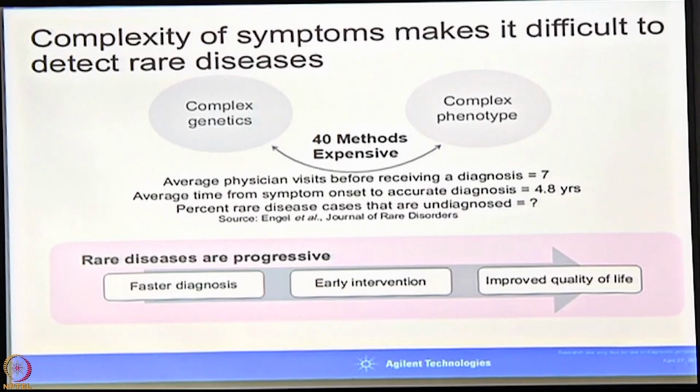But for treatment, if you know the cause very early, with very early diagnosis, then you can do early intervention and improve the quality of life. So this is a challenge, because if it takes 8 years just to diagnose, it would be difficult, right? That's why it is very important to diagnose the disease at a very early stage.